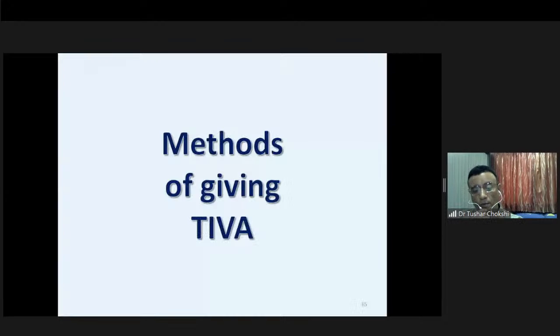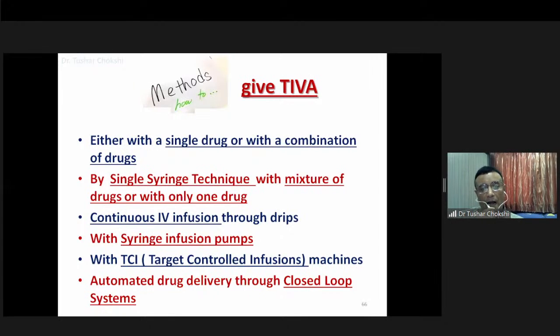Now, how do you give TIVA in your practice without TCI? TCI is one of the methods to give TIVA, but what are the other methods? Either with a single drug or with a combination of drugs, either with a single syringe or a mixture of the drugs, or with only one drug. You can have separate syringes with the different drugs. Either you give a continuous IV infusion through drips or with syringe infusion pumps.